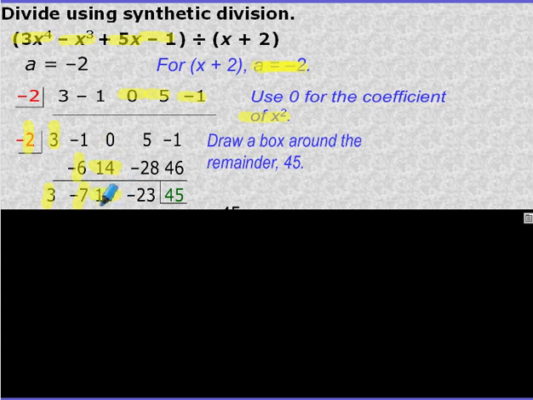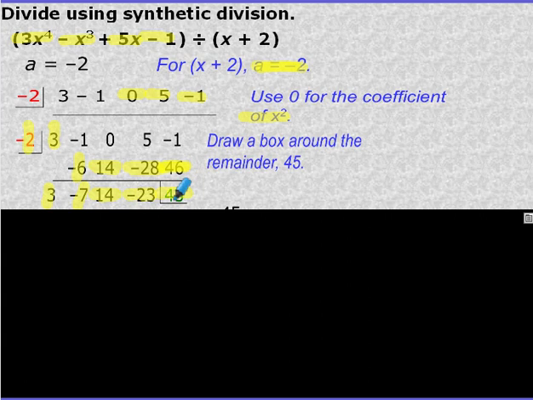Negative 2 times 14 is negative 28. And then 5 minus 28 is negative 23. Negative 2 times negative 23 is positive 46. And then negative 1 and 46 is positive 45. So those are our coefficients.